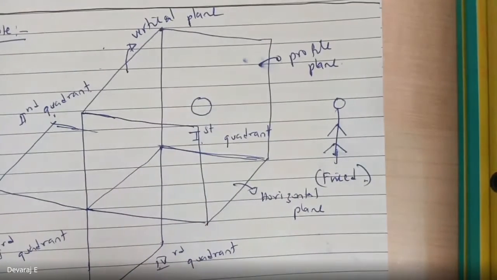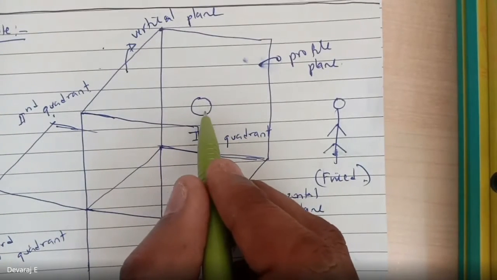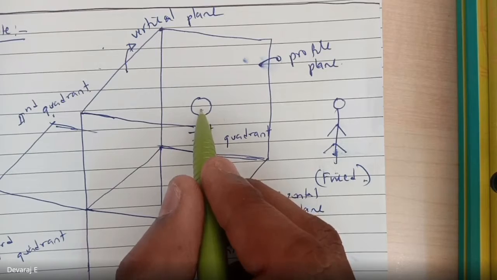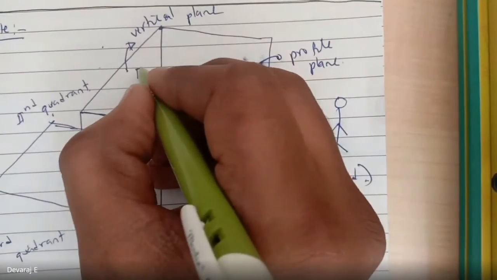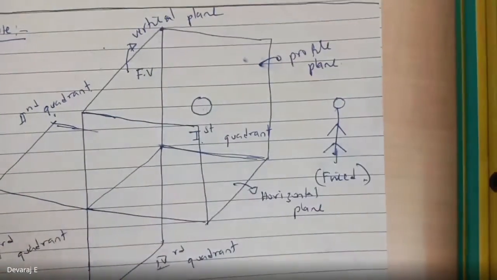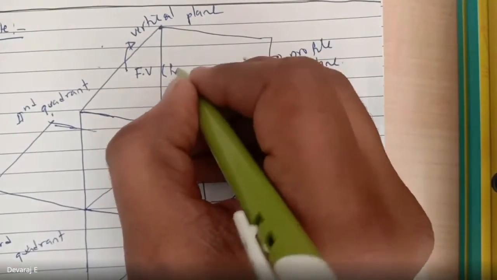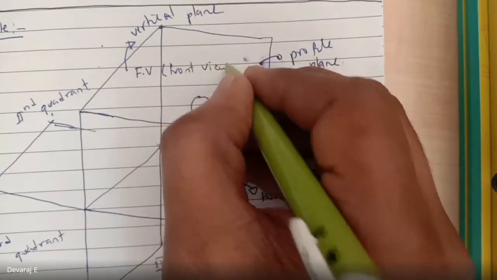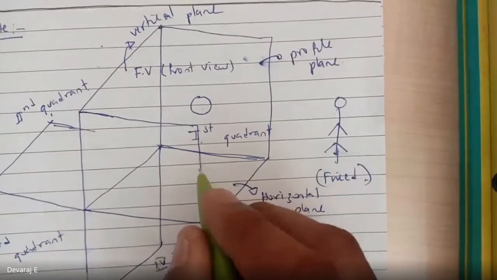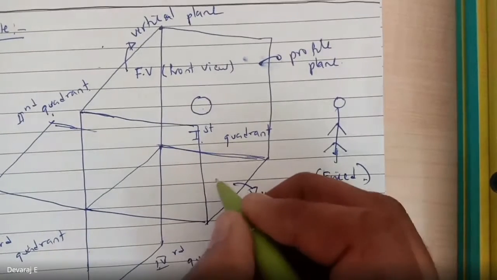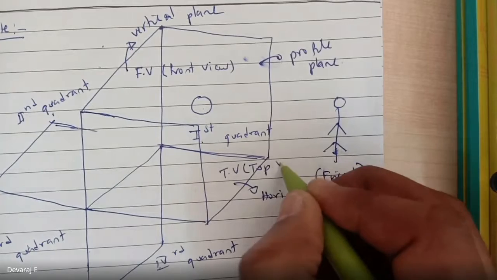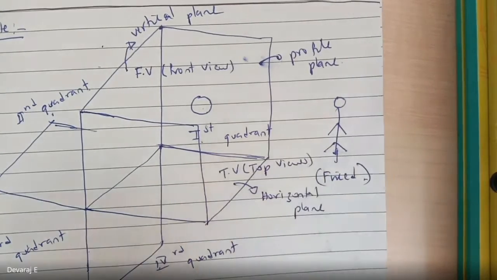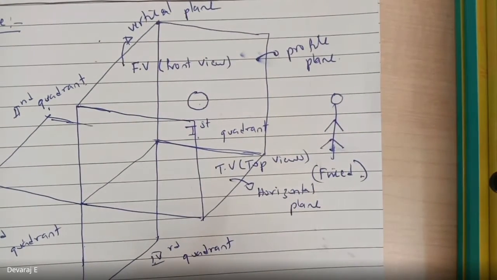if I'm keeping a ball here, your front view will always be represented on the vertical plane. This is called the front view. The view from the top will be represented on the horizontal plane. This is called the top view. So everyone is clear with this? Yes, sir.